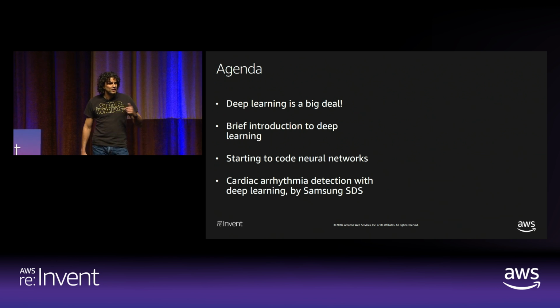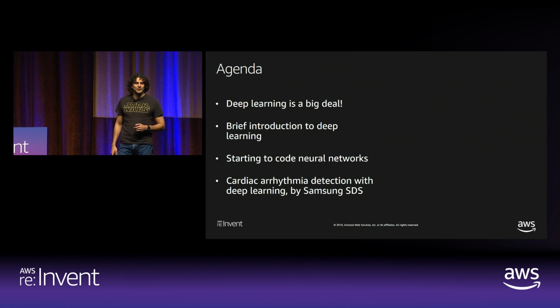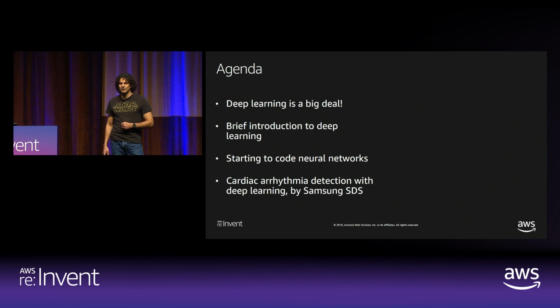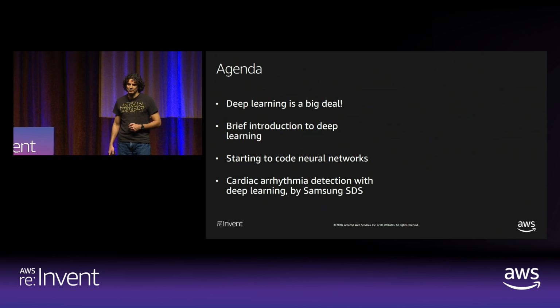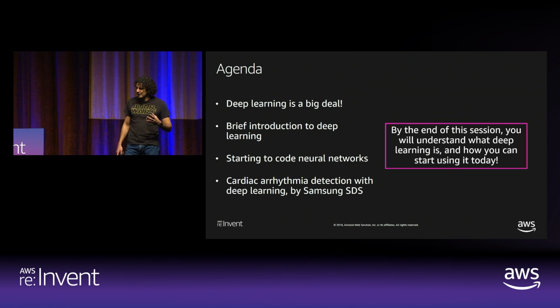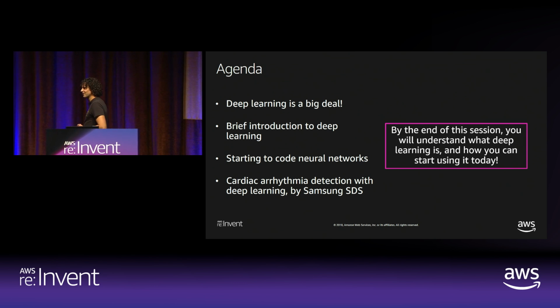And lastly, Sungjae from Samsung will come on stage and talk to you about an example, real-world application of deep learning for cardiac arrhythmia detection, a project that he worked on in Samsung. So by the end of this talk, my personal goal is that you will be able to understand what deep learning is, what neural networks are, and how you can start using it today. Sounds like a plan? All right, cool.